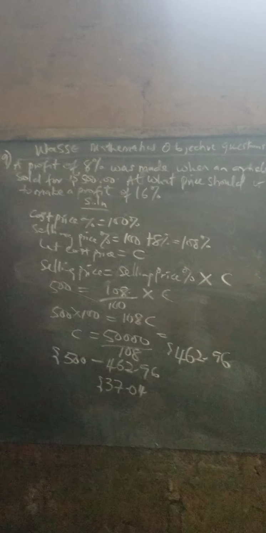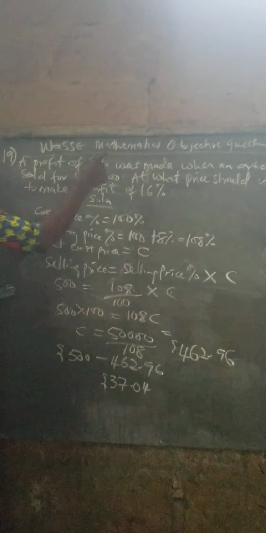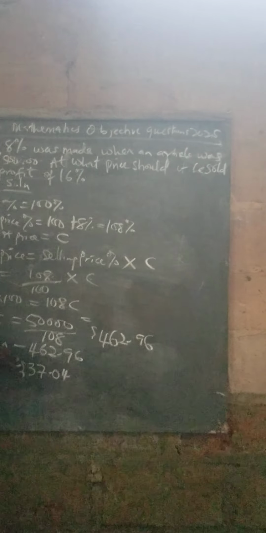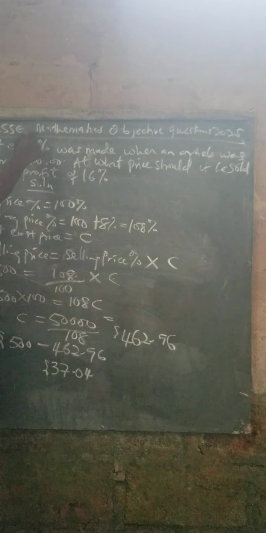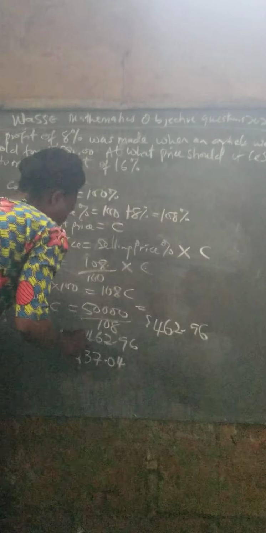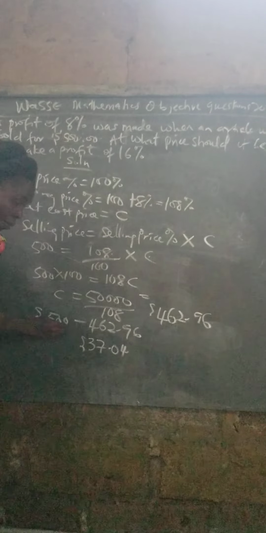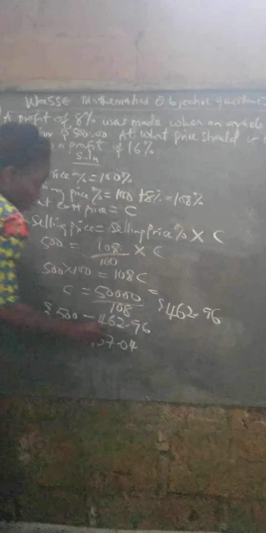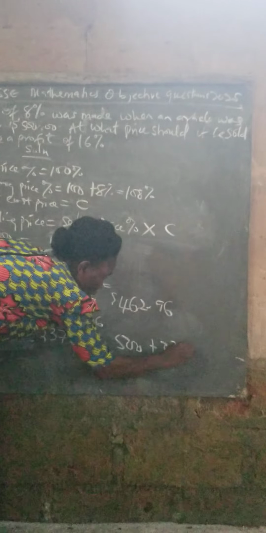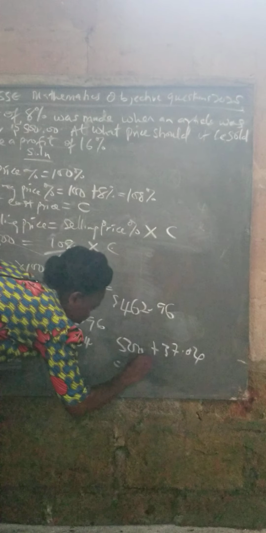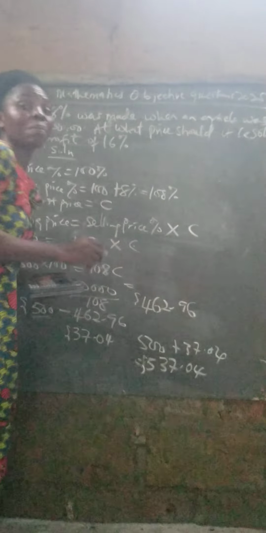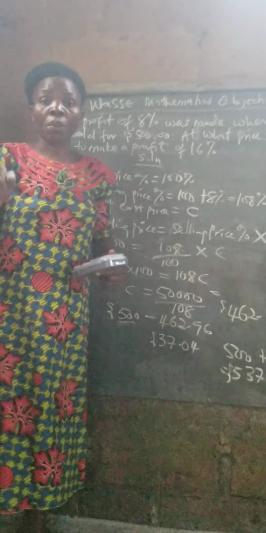This is the profit. Now if this is the profit at 8%, at 16% you are simply adding this extra profit to the already existing profit. So now we sold it at 500 plus 37.04, and that will give us $537.04. This is the selling price at this 16%.